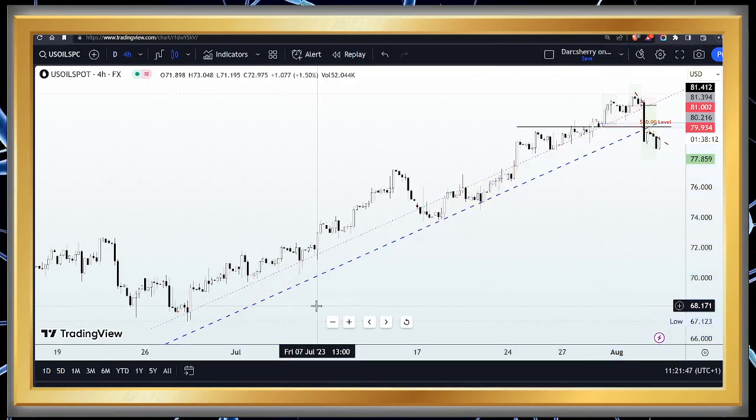And you know how we use our ascending trend line. As long as price remains above the ascending trend line, we want to be looking out for patterns and structures that will support the idea of buying that asset.